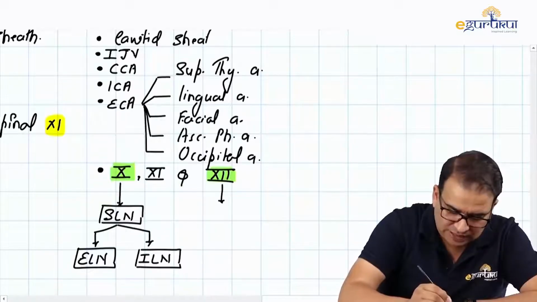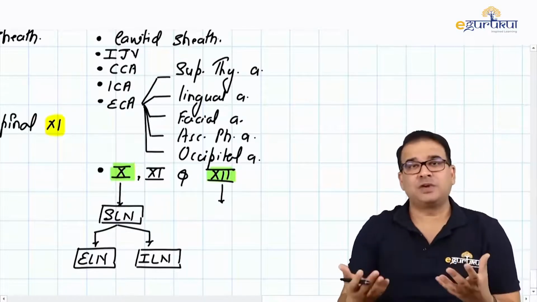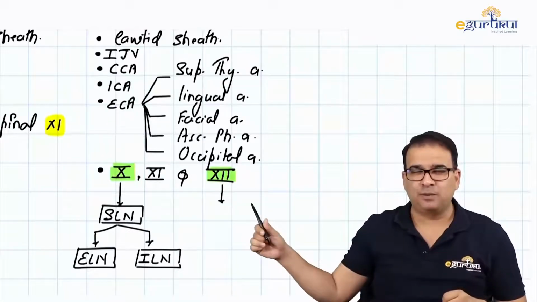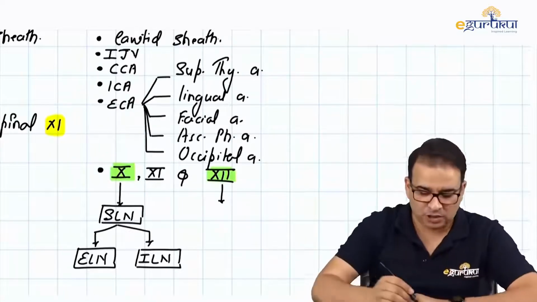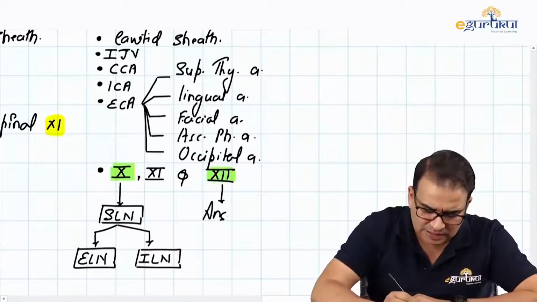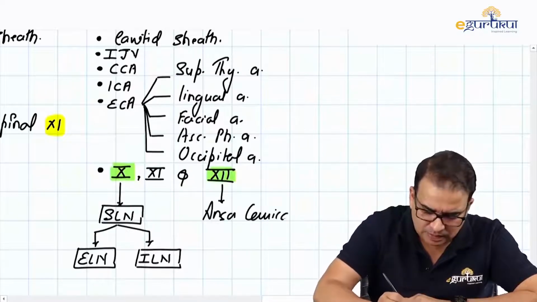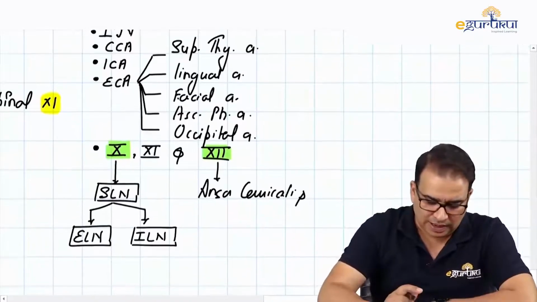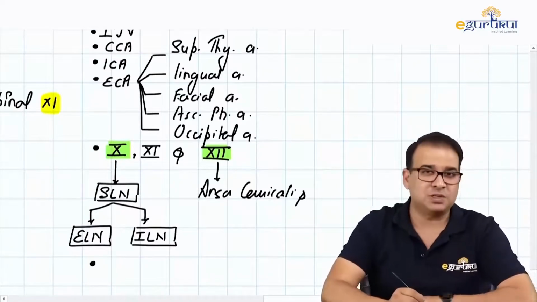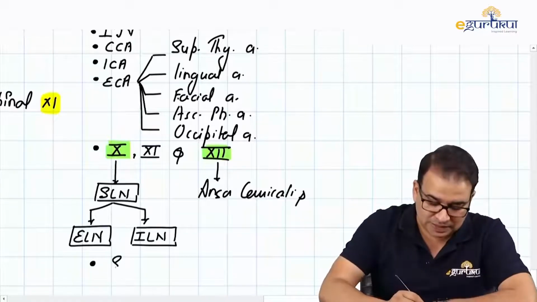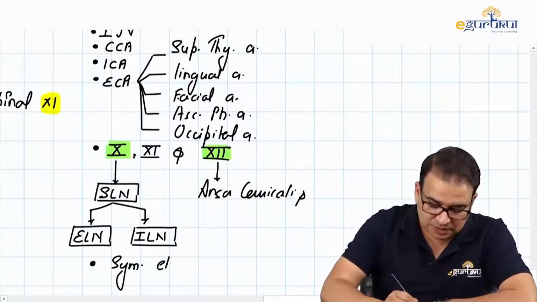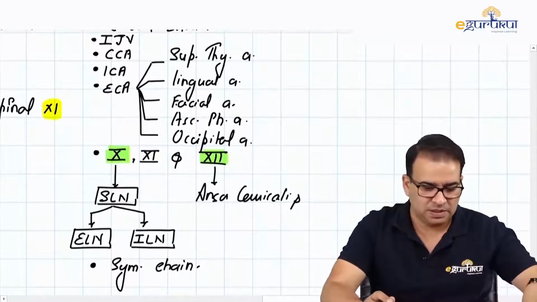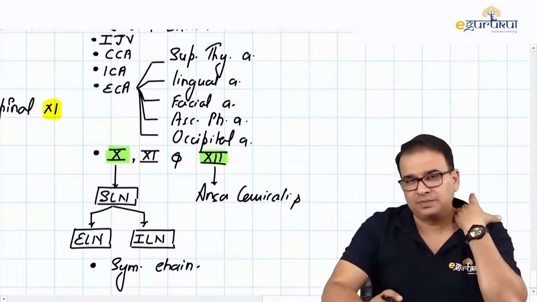Carotid sheath obviously is a content, and the relations of carotid sheath will also be the content. One relation of carotid sheath, in relation to the hypoglossal nerve, is descendens hypoglossi, or let me simply write ansa cervicalis. A part of ansa cervicalis will be related to it. And what was the posterior relation of carotid sheath? It was the sympathetic chain. If you remember, the sympathetic chain was the posterior relation of carotid sheath.